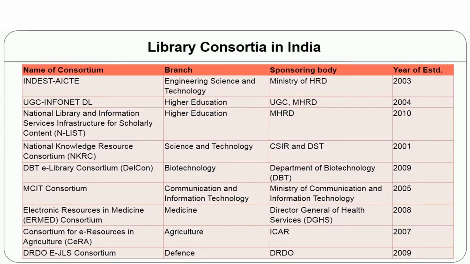These are the major library consortium of India. All these consortium are established by various departments of Government of India. The first library consortium in India was the CSIR Library Consortium, established in 2001 for subscription to Science Direct. A detailed discussion about the different consortium is discussed in another module under the paper ICT.